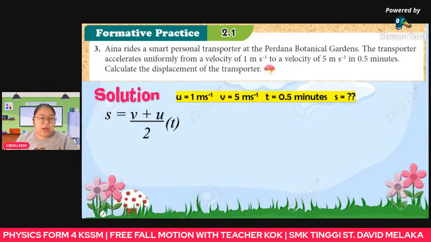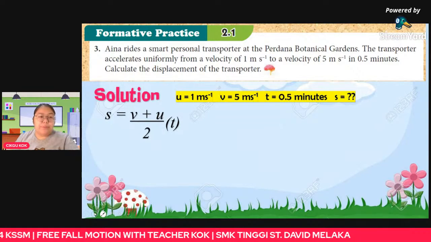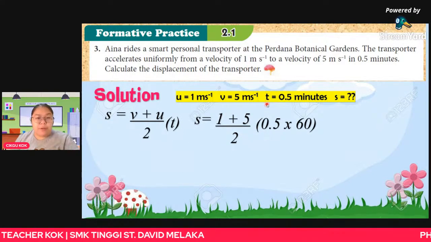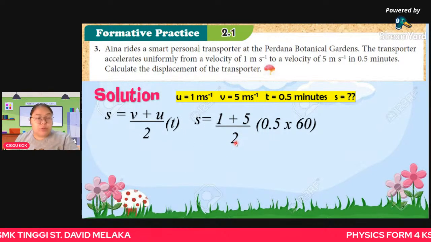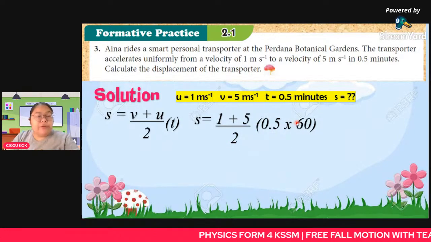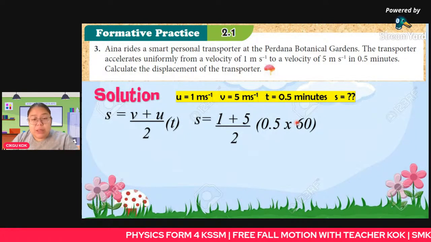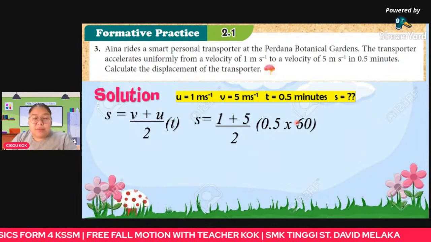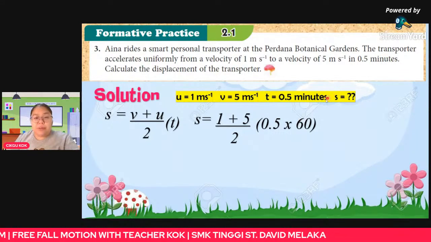Okay, so now we go to answer it. Apply everything in. So from here we get 1 plus 5, over 2, multiplied by the time. You must be very careful with the time, because sometimes they want to trick you. When they trick you, that means your answer is wrong already. So this one is in minutes. 0.5 must be multiplied by 60.